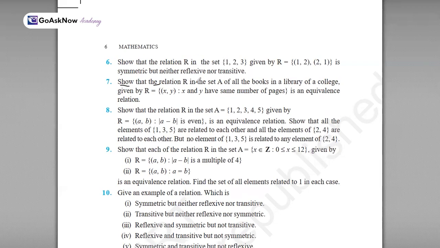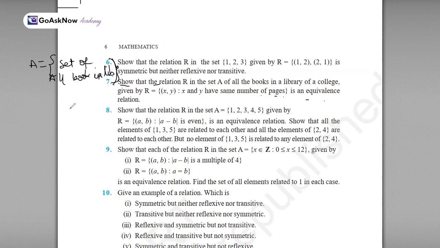Show that the relation R on set A of all the books in a library of a college, given by relation R equal to X comma Y, X and Y have same number of pages, is an equivalence relation. So yes, A is the set of all books in a library of college. It is an equivalence relation. I have to prove that it is an equivalence relation.